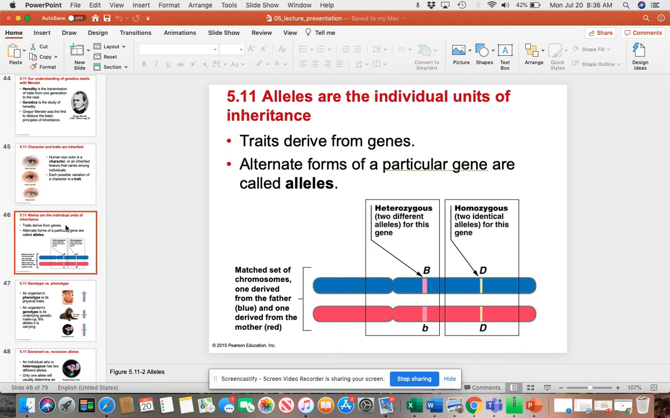But these alternate forms of genes, or alleles, remember there is a homologous chromosome. So if you are heterozygous, you have a dominant gene as indicated by an uppercase B and a recessive one, lowercase. If you are homozygous, in this case homozygous dominant, as shown with the uppercase D and uppercase D. You can also be homozygous recessive, lowercase d and lowercase d.